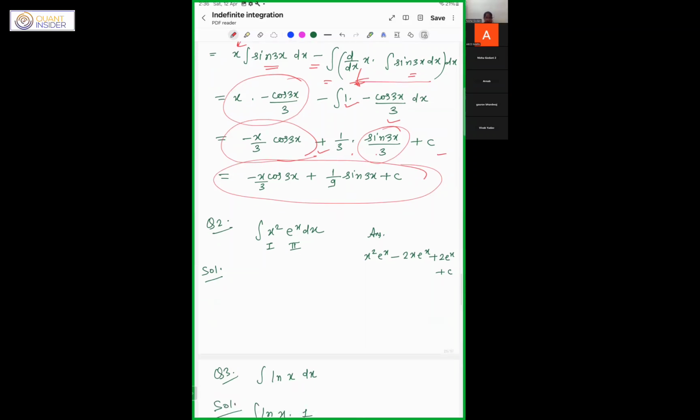Can you try the next one? You can also do this by a shortcut, which I'll tell you after this. Otherwise, you can do it by taking first and second function and finding the integration. Can you find it?